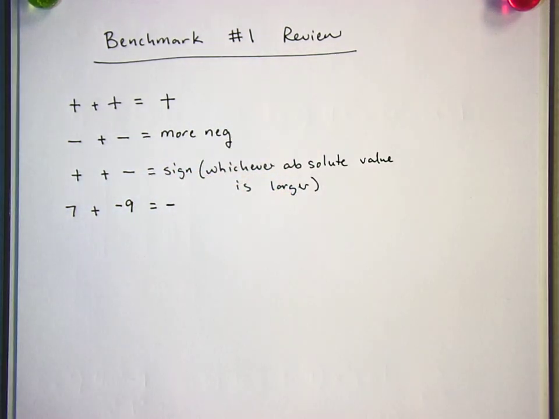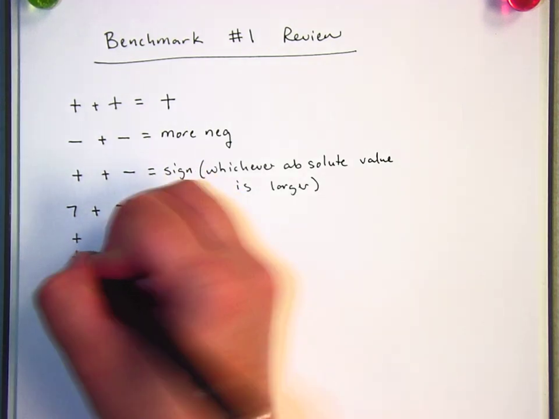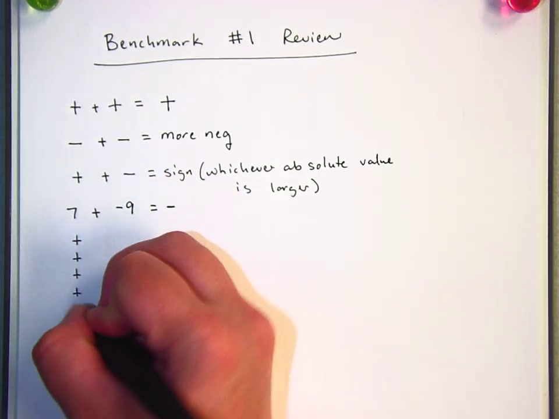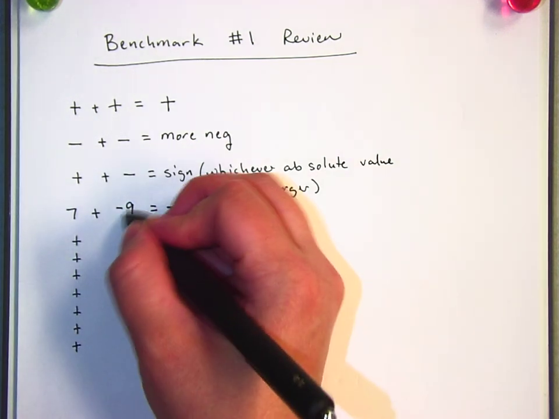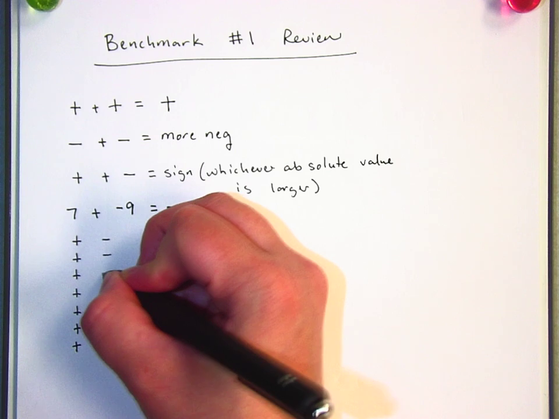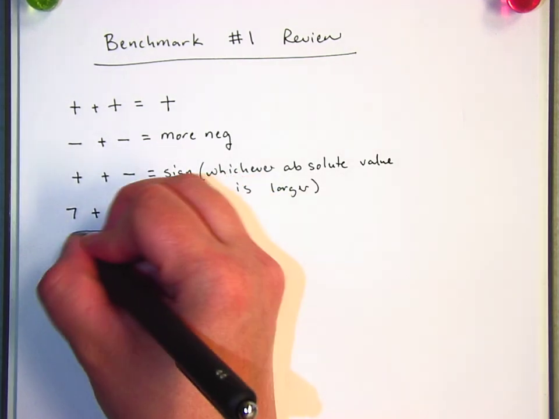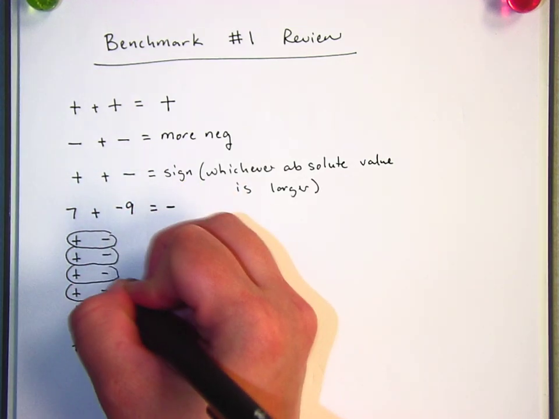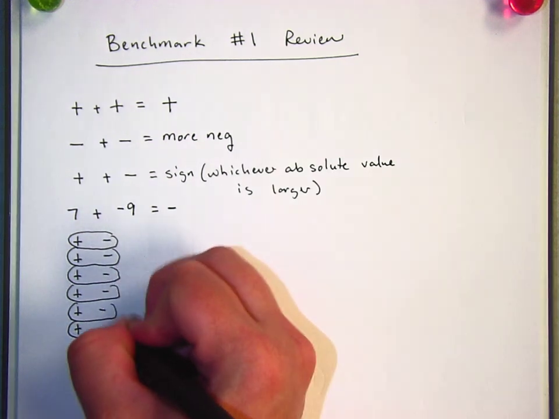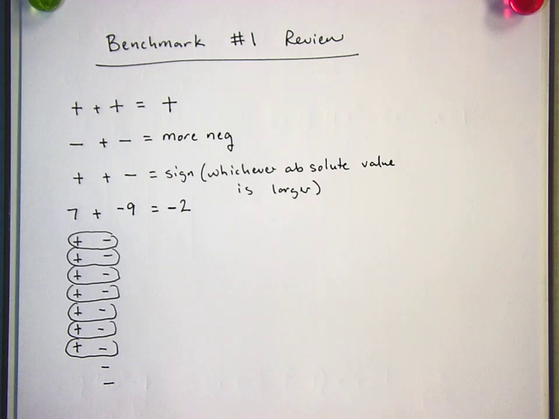Here's a nice way to add and subtract positive and negative numbers if you've struggled with this in the past. If you have 7 plus a negative 9, it would be 7 positives, 1, 2, 3, 4, 5, 6, 7, and 9 negatives, 1, 2, 3, 4, 5, 6, 7, 8, 9. And then pairs, 1 positive and 1 negative cancel each other out. And you're left with 2 negatives. Those are the leftovers.